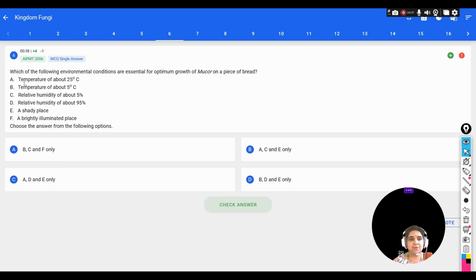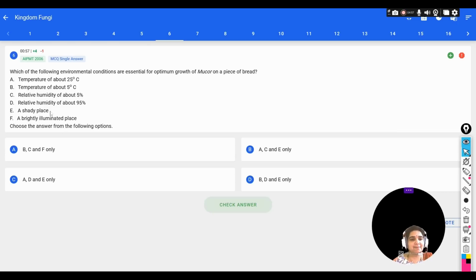So temperature of about 25 degrees centigrade is necessary. Okay, so the temperature is required. And we know relative humidity must be above 95%. Then only the growth will be favored. Yes. And a shady place.